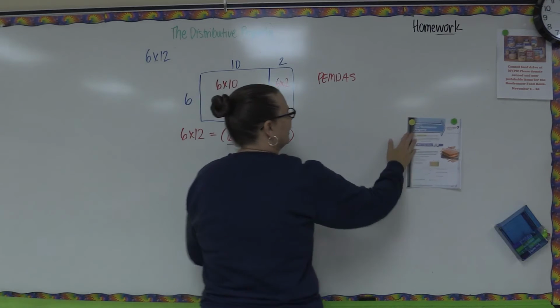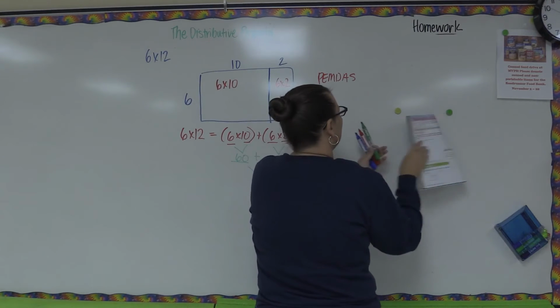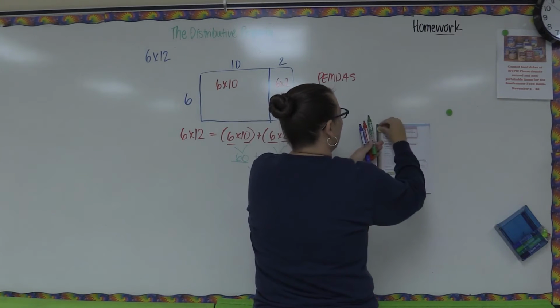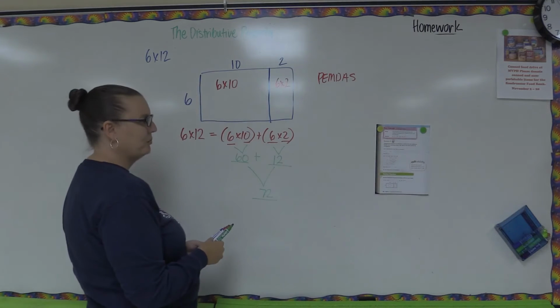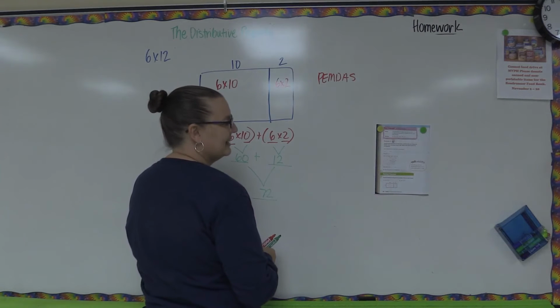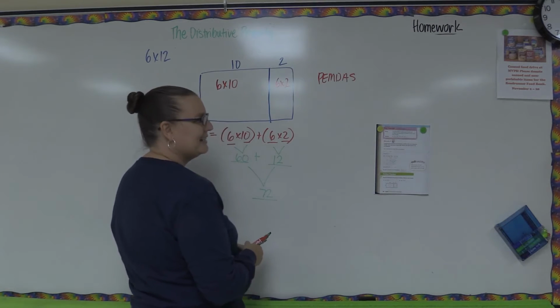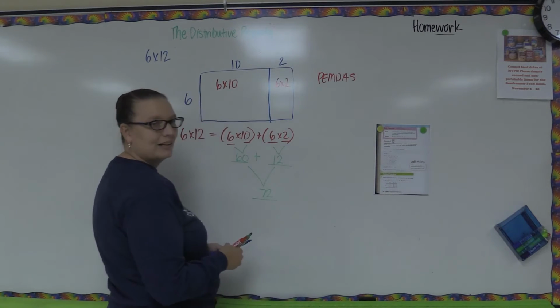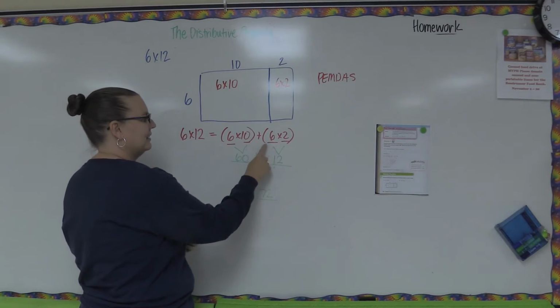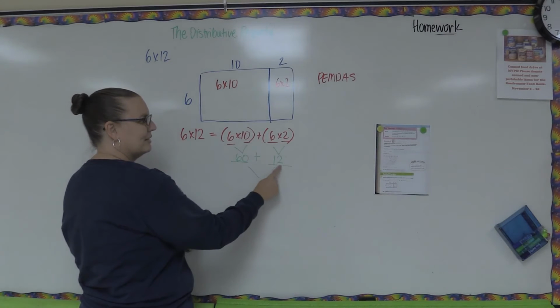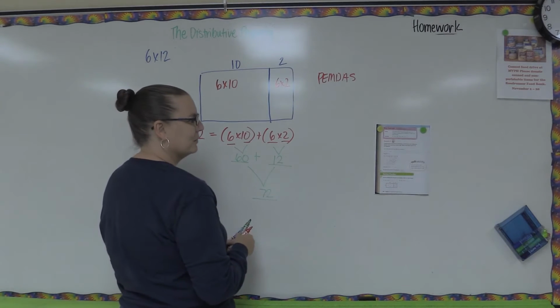All right, let's do some from the back. So we have a vocabulary word here, a key concept. It says distributive property. What that says is that you can multiply the addends of a number and then add the products. So that's exactly what we're doing. We're multiplying the addends and adding the products, or the answers to the multiplication problems.